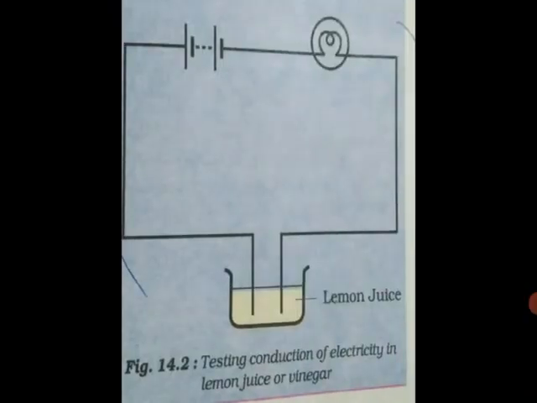And here you can see another picture showing lemon juice added in water, that means in the solution, and the circuit is connected. When the liquid between the two ends of the tester allows the electric current to pass, the circuit of the tester becomes complete. The current flows in the circuit and the bulb glows. When the liquid does not allow the electric current to pass, the circuit of the tester is not complete and the bulb does not glow.